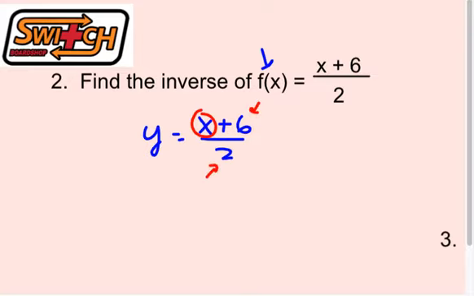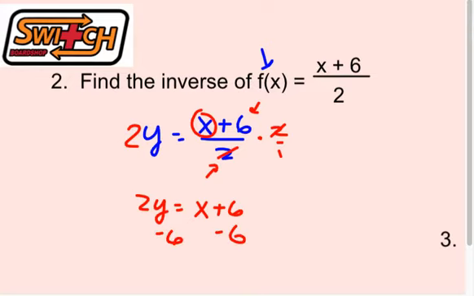You're going to get rid of the 2 first, because I can't really get to the 6 until I get rid of the fraction part of this problem. So I'm going to multiply both sides by 2. That's the same as 2 over 1. These cancel out, and I get 2y equals x plus 6. Now to solve for x, I just subtract 6. And finally I get 2y minus 6 equals x.